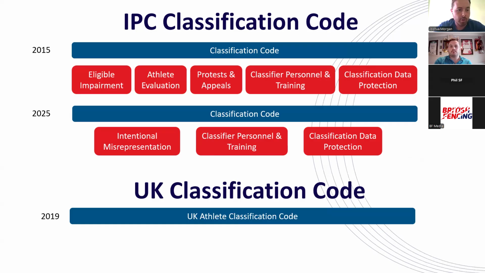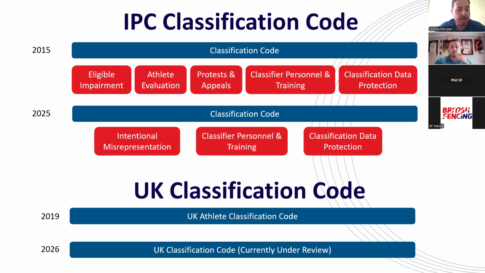So it's been a little while since that was reviewed. Knowing that the IPC were bringing out a 2025 version of their code, the review was postponed following the Tokyo Paralympic Games, when it was meant to be reviewed, until the IPC code came out. So we are currently in the process of reviewing our code, which we aim to have released next year as an updated version, to not replicate, but to bring in any of the new areas from the IPC code and bring those standards down into national classification.